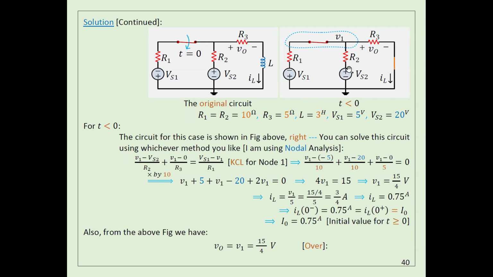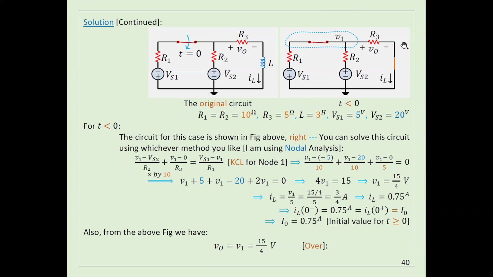What is the voltage here? Positive Vs2, because I'm moving from negative to positive. So positive Vs2, and this one negative Vs1. So what is the current here? The current here is V1 minus the voltage here, which is Vs2. At this point the voltage is V1, at this point the voltage is Vs2. So V1 minus Vs2 divided by R2.